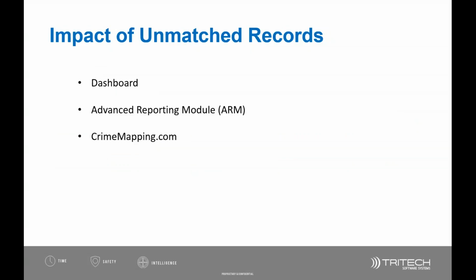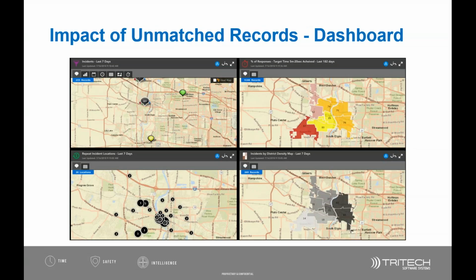All right. The impact of geocoding issues on FireView and CrimeView applications. I wanted to switch over to this and discuss how unmatched or inaccurately geocoded records might appear or impact your applications. So we have dashboard, advanced reporting module, and crimemapping.com. All of these applications are going to handle these unmatched records differently. This is just a screenshot of the Elgin Fire Department demo site.